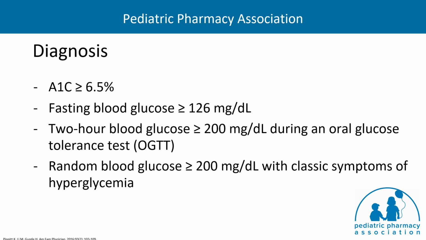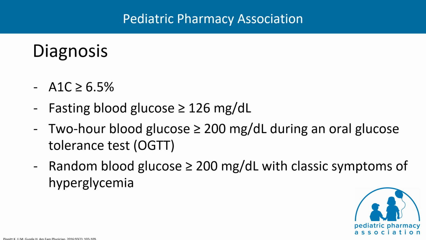The fasting blood glucose cutoff is above or equal to 126 milligrams per deciliter. For the oral glucose tolerance test, patients receive a 75-gram glucose load, and then the blood glucose levels are checked both at fasting and the 2-hour level. The 2-hour level, if it's above 200, is indicative of diabetes.